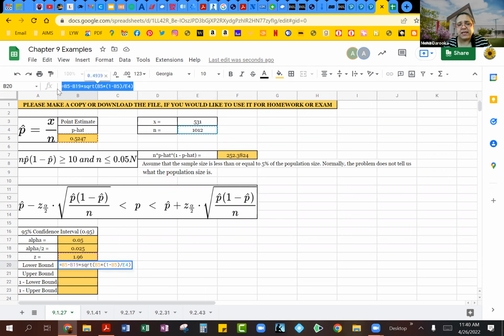The only difference is we are going to change the minus sign to a plus sign. So I'm literally just going to copy paste that formula, and right at the beginning, instead of that minus sign, I'm going to change it to a plus sign, and everything else will stay the same. And you can see that calculates your upper bound and lower bound for the 95% confidence interval.